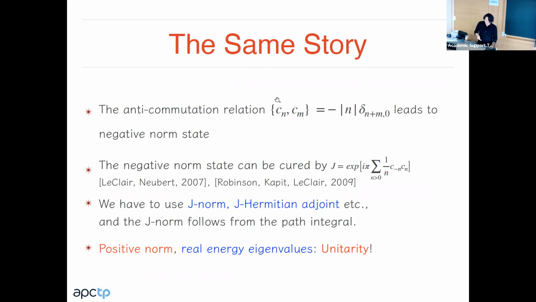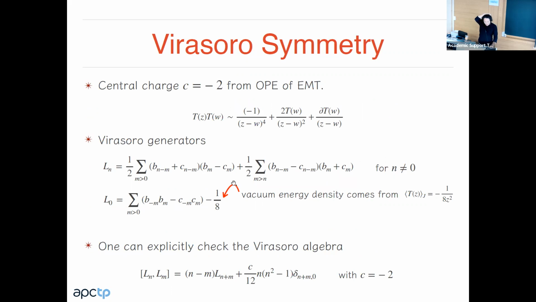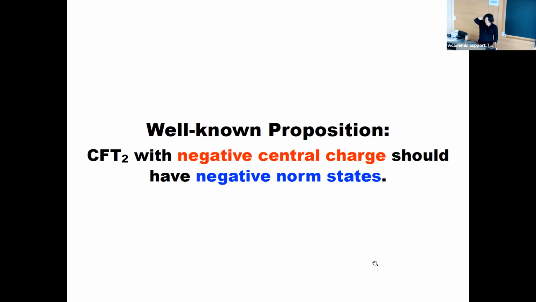You have this anti-commutation relation, giving the negative norm, and you can cure the theory: you also have to define the J norm, the J-Hermitian adjoint, and you have a positive norm and real energy eigenvalues, and you can say that it's unitary. Actually, this is already well studied. However, now you can calculate the central charge. For example, using the OPE, you can read off the central charge, and you can also calculate the Virasoro generator, and you find the central charge is negative, minus 2.